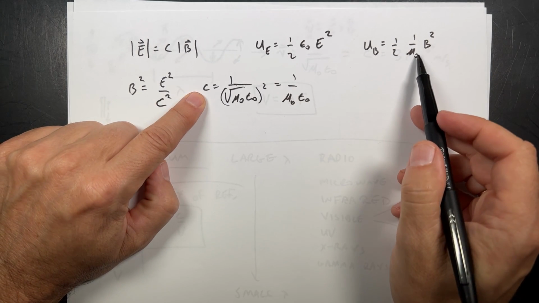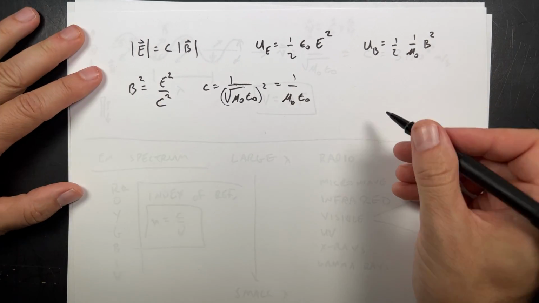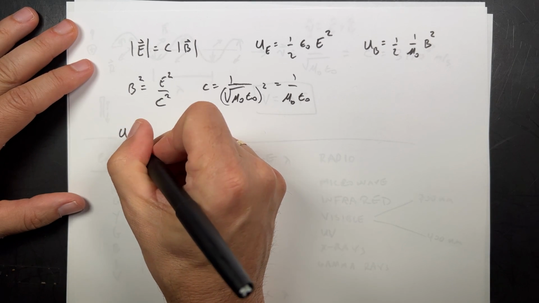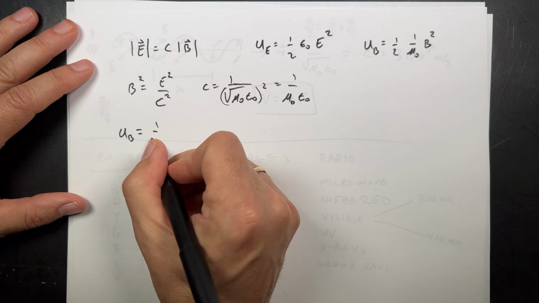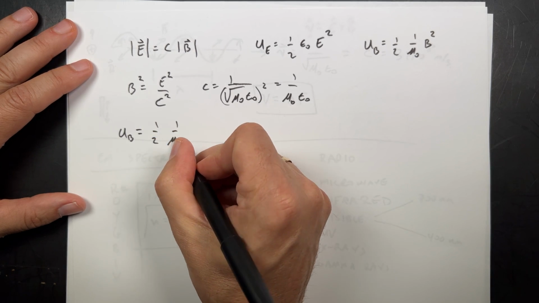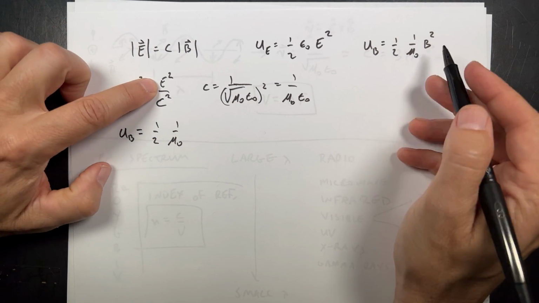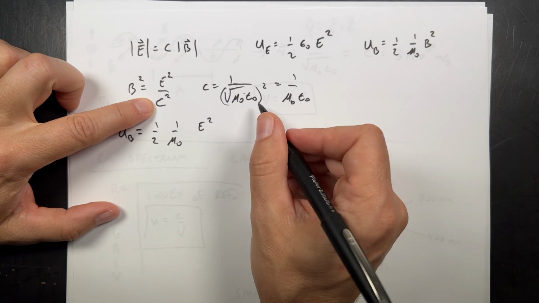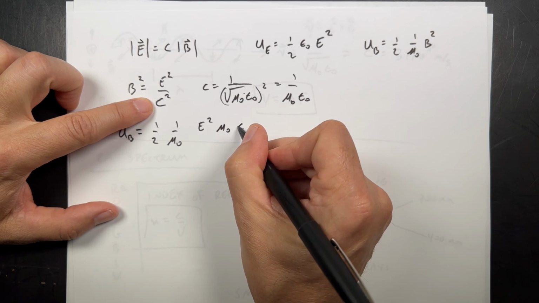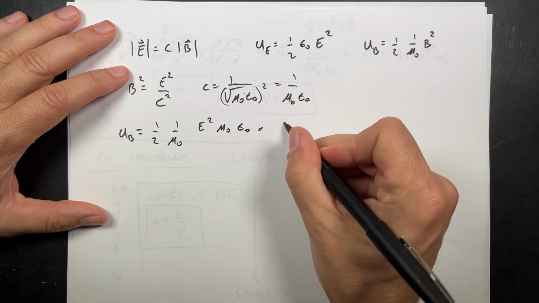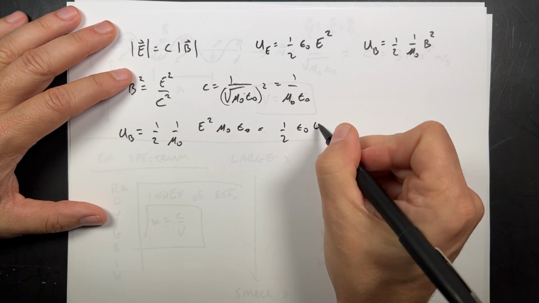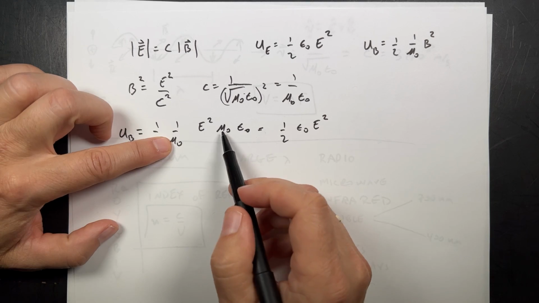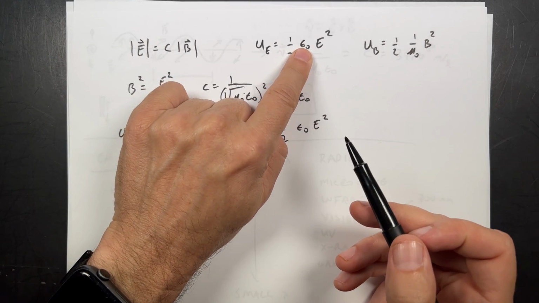Now if I put that in over here for B squared, I get UB, the energy density for the magnetic field, 1/2 1 over mu naught. Now I'm going to put in E squared, and then 1 over C squared is this. So it's mu naught epsilon naught. So I get 1/2 epsilon naught E squared, right? Because the mu naughts cancel. And that is the same as this.